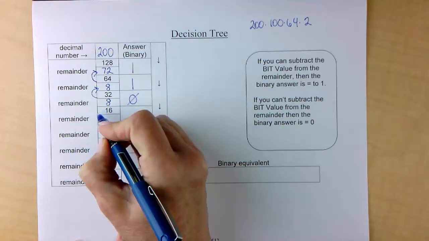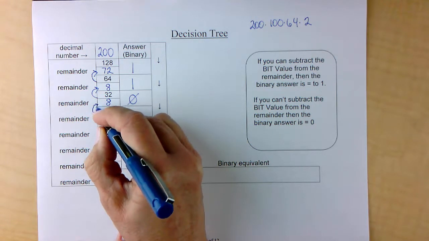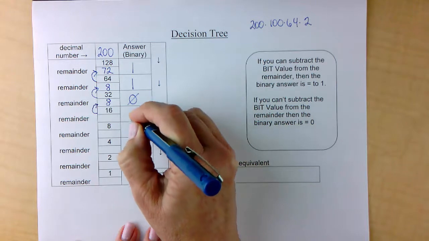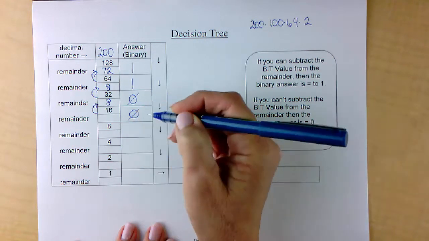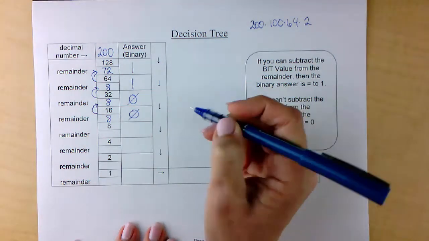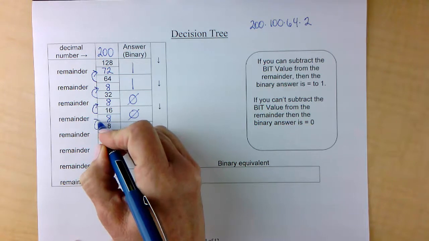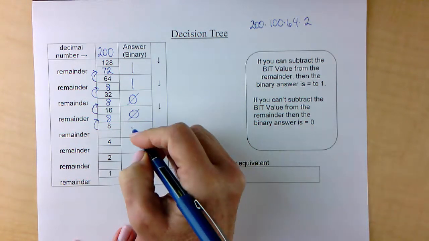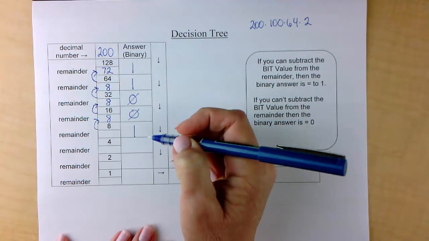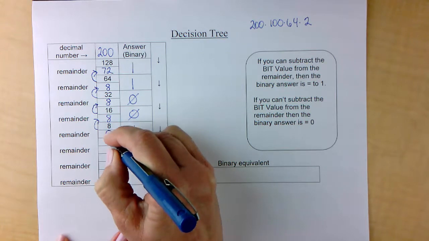And I do this same question. Can 16 be subtracted from 8? Will 16 go into 8? The answer is no. So this binary is off. I bring the 8 down again. Now I ask myself, can 8 be subtracted from 8? The answer is yes. So this binary is on. 8 from 8 equals 0. So my remainder is 0.